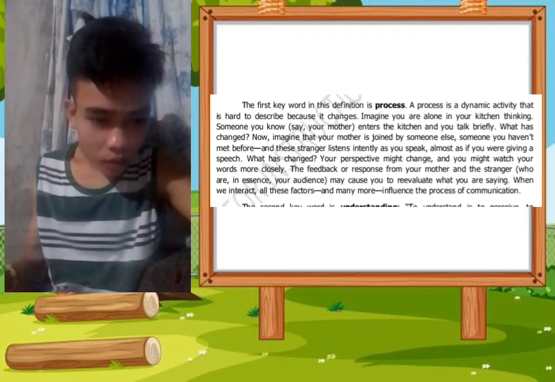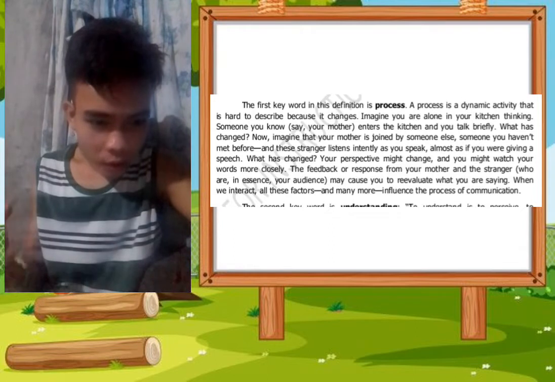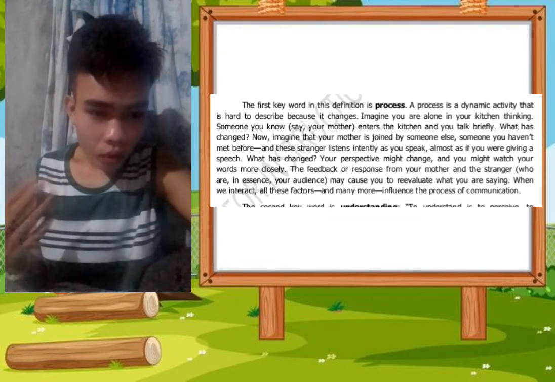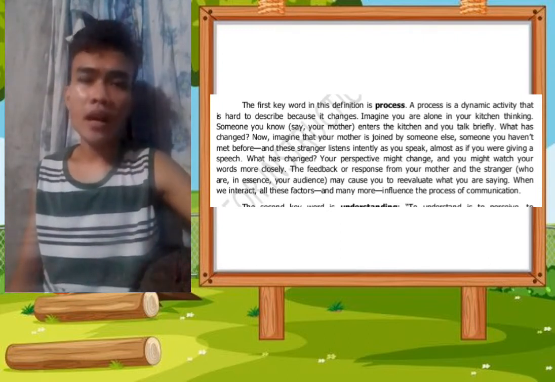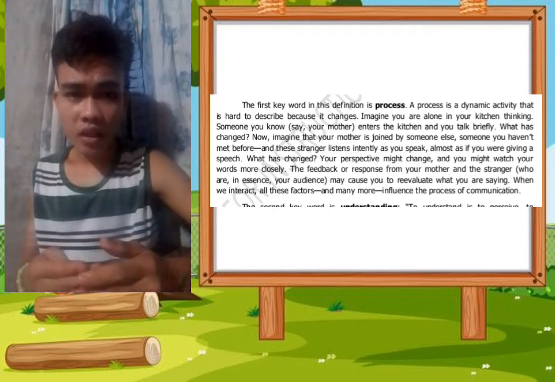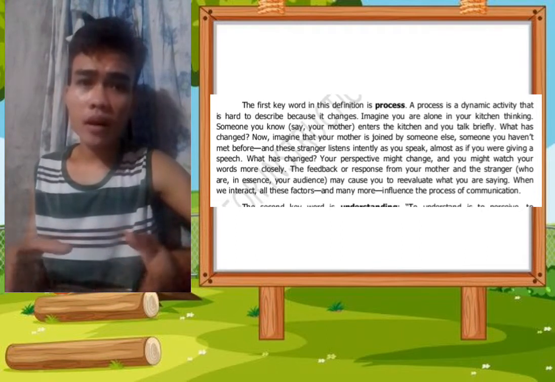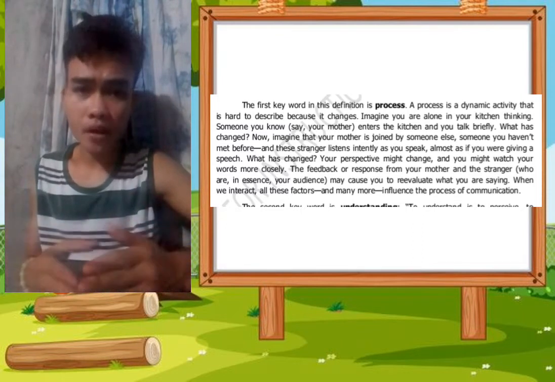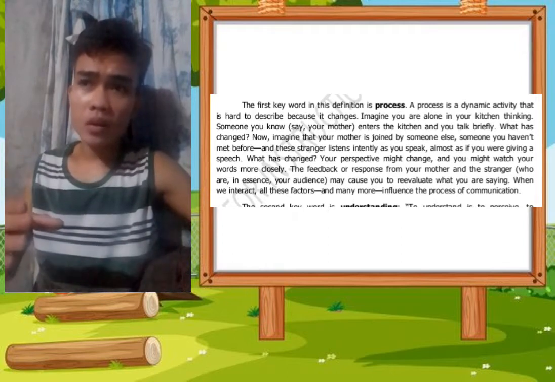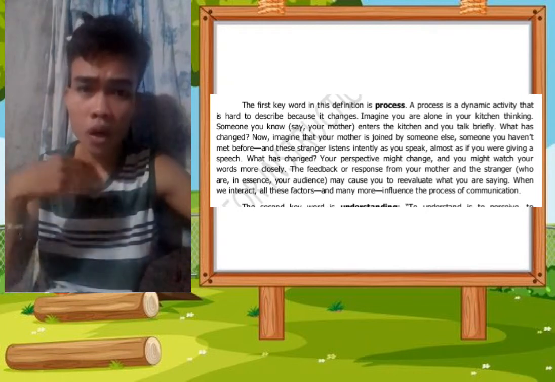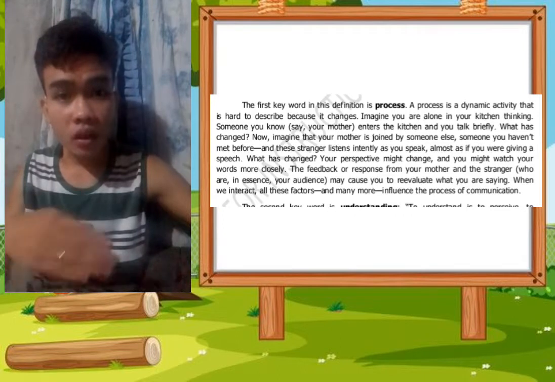So it is being said there that when we interact, all these factors influence the process of communication, like the feedback or response from your mother and a stranger, who is your audience, may cause you to evaluate what you are saying. So it depends upon our audience. Like for instance, if we are facing an attorney, diba? We are being formal. We have to speak formally, because the attorney is a formal person. So how we communicate depends upon what kind of person we are talking to, and who the audience is besides us that can be seen while we are communicating.